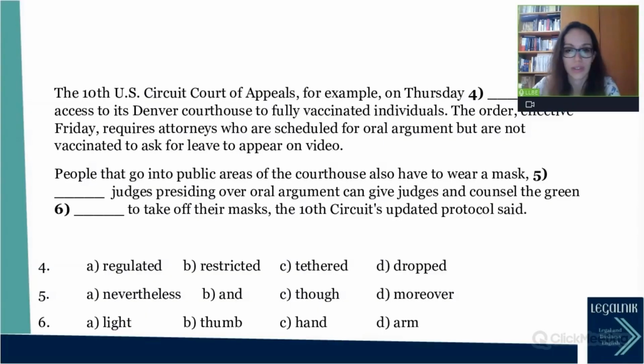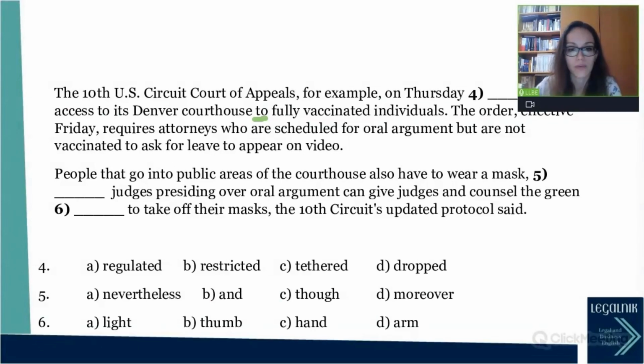Now let's move on to the second part of this text. The 10th US Circuit Court of Appeals, for example, on Thursday, regulated, restricted, tethered, or dropped public access to its Denver courthouse to fully vaccinated individuals. Here, we have to have a look at the preposition that we've got: to fully vaccinated individuals. If we choose any of these words from the list, A, B, C, or D, we have to keep in mind that this particular word has to collocate with to as a preposition.